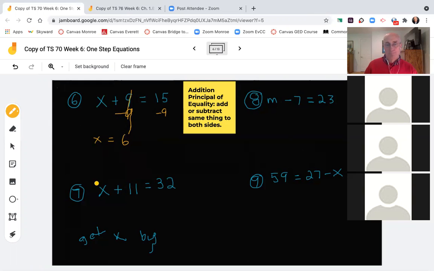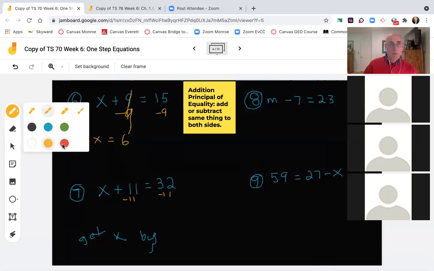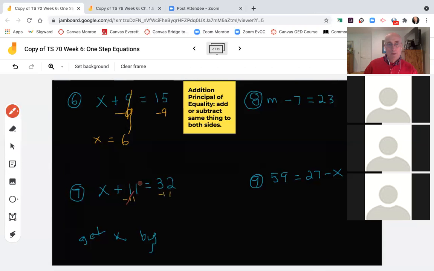Let's look at number 7 here. Number 7 says x plus 11 equals 32. It's the same idea. This is exactly like the one above. So I'm going to subtract 11 from this side, and I'm going to subtract 11 from this side. That cancels out the 11s, and I get, I'm sorry, x equals 21. Okay.